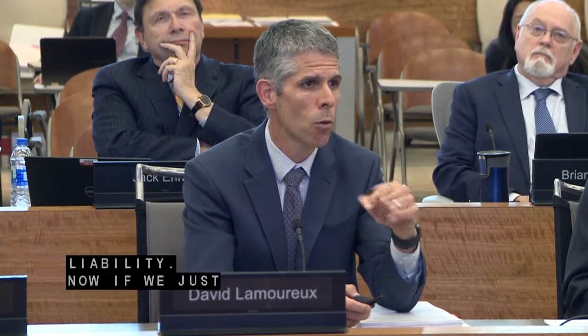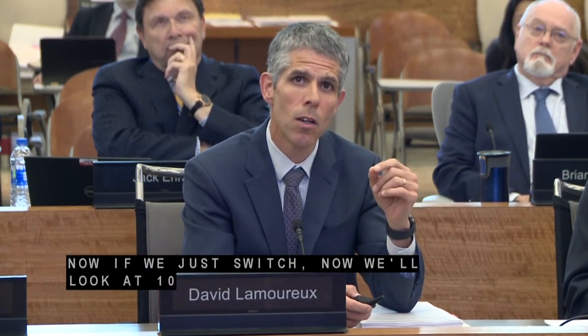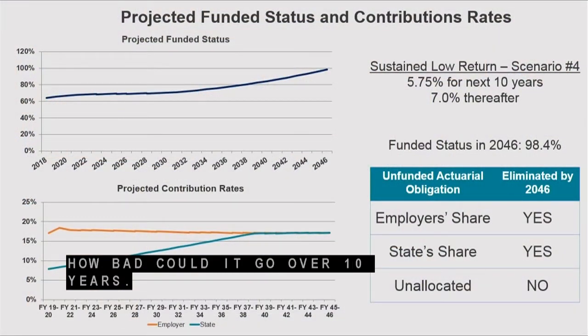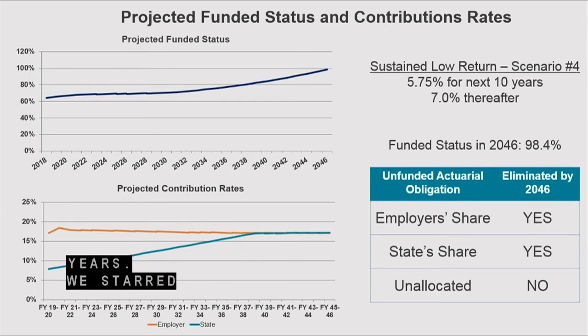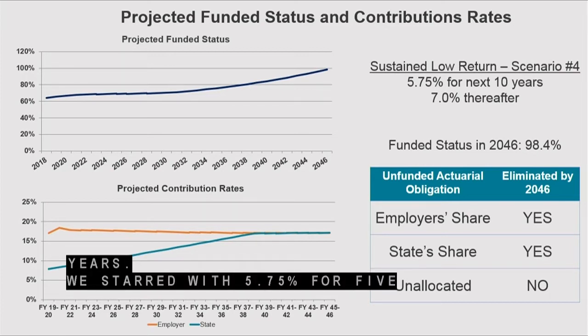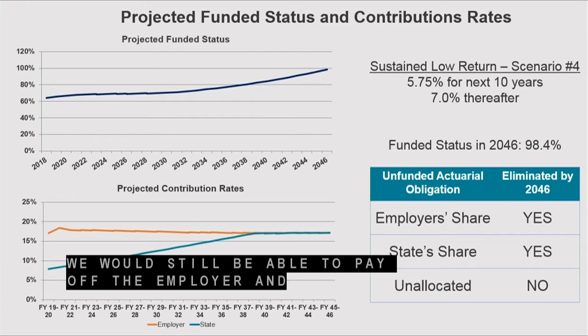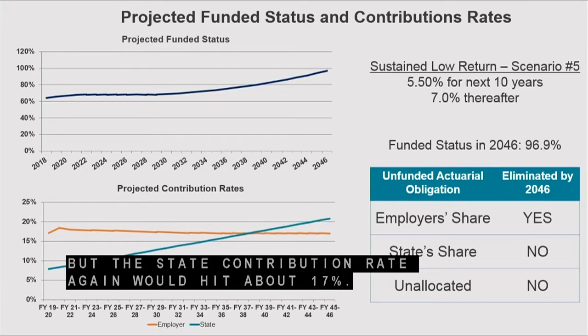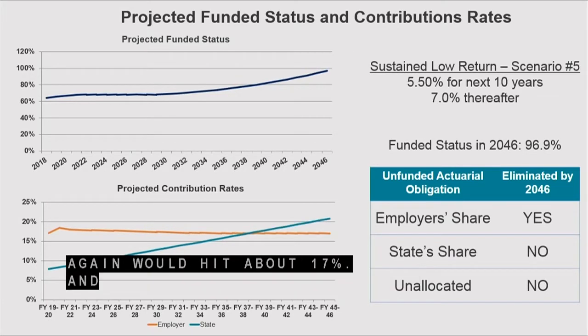Now if we switch, same thing, we'll look at 10 years. How bad could it go over 10 years? So we started with 5.75% for 10 years. We would still be able to pay off both the employer and the state share, but the state contribution rate again would hit about 17%. And if we go to 5.5%, then we can't.